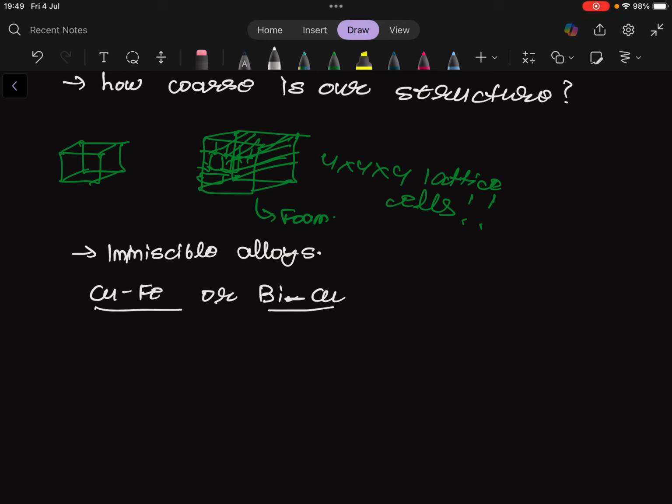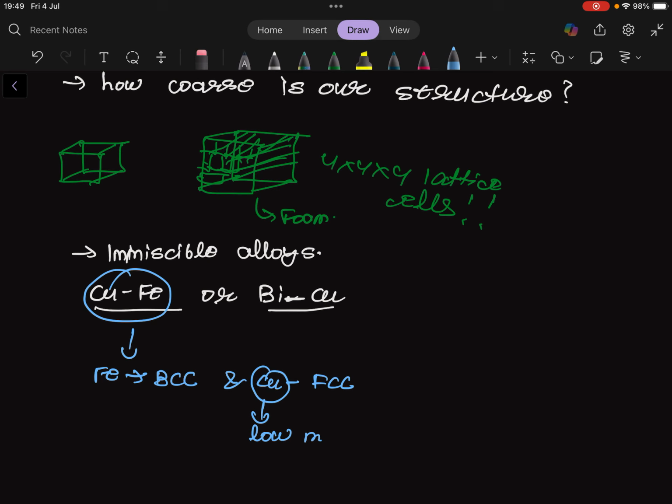Now let's focus on the copper-Fe system. In the copper-Fe system, the iron has a BCC structure and copper has an FCC structure. When we increase the temperature, the active phase, which is copper, melts first because it has low melting temperature. Because the copper has low melting temperature, it acts as the active phase. So this is the active phase.